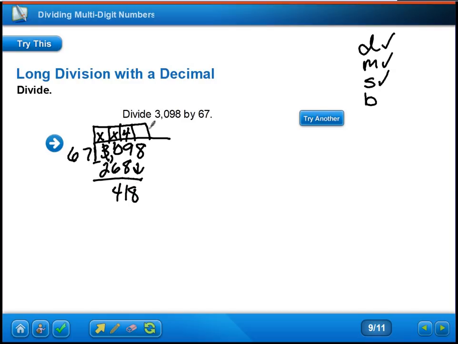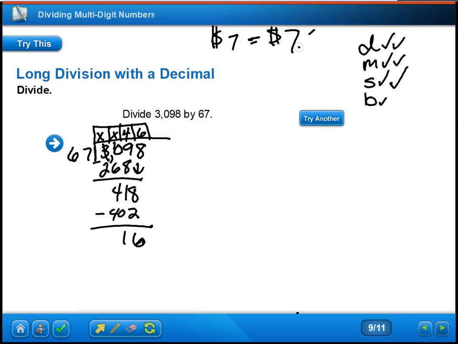I know that 67 goes into 418 6 times, and that gives me 402. So I've divided, I've multiplied, now I subtract. Now here it looks like I have nothing to bring down because I don't. However, I want you to think about $7. $7 is the same whether it has the decimal and the 2 zeros after it or if it doesn't.